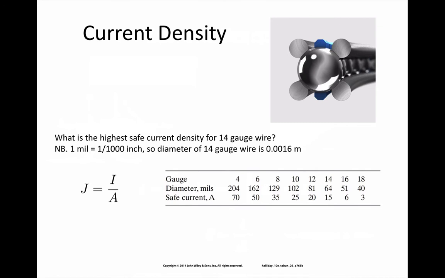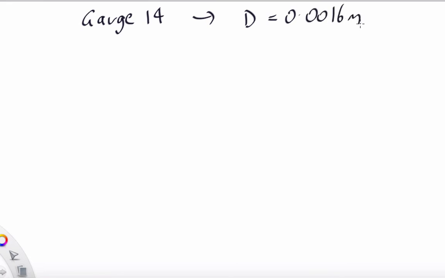Let's work out the maximum safe current density in a 14-gauge wire. You notice that on our table there, the 14-gauge wire has a diameter of 64 mils, where 1 mil is 1/1000th of an inch. So in our calculation, I'll give you the metric equivalent. So we want the current density in a gauge 14 wire, and that has a diameter of 0.0016 metres. We're also told that we can have 15 amps of current flowing through it.